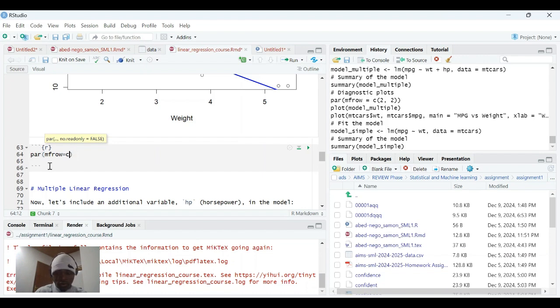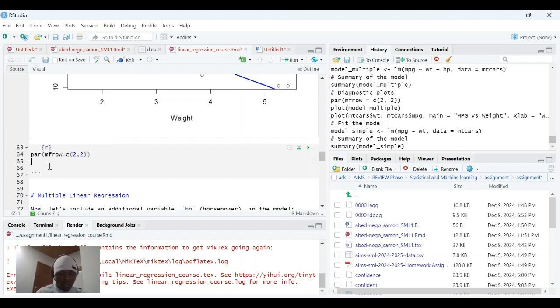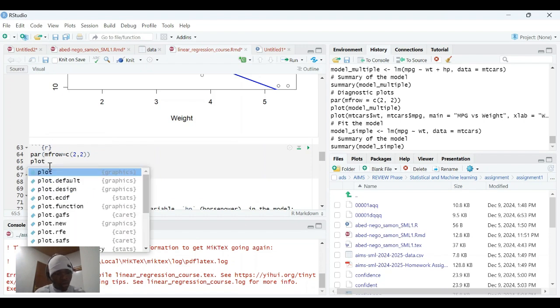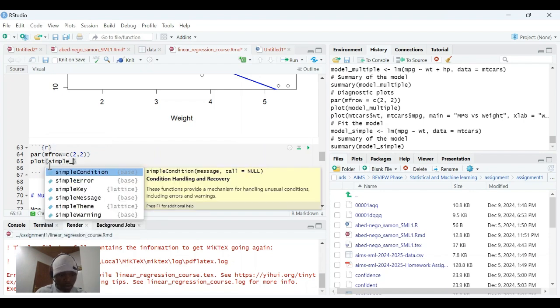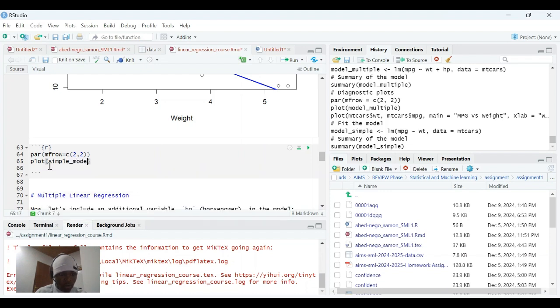I will specify how many columns, because I'm going to plot these assumptions. There are four assumptions, and then we're going to do the interpretations. So let me put 2, 2. This will give a matrix of four plots. Then I will plot the simple model, assuming that we have not made mistakes, guys.